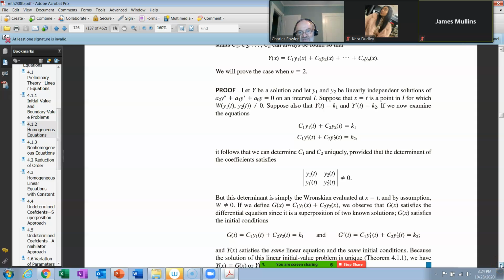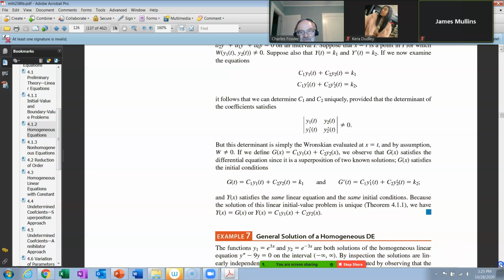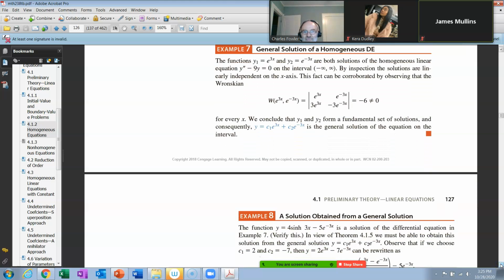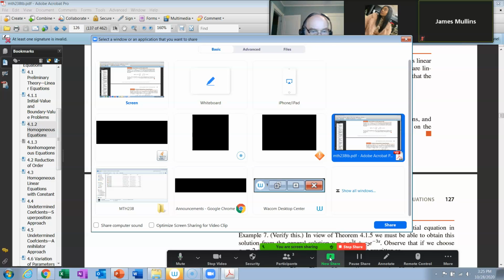So the Y of x satisfies the same linear equation and the same initial conditions. Because that solution of the linear initial value problem is unique, we have that Y of x is equal to g of x, or Y of x is equal to c1 y1 plus c2 y2. It almost feels like they're running around in circles here, but don't let it dissuade you. Let's look at example 7 here. These are a lot easier to deal with than those last ones. So let's go to our whiteboard.